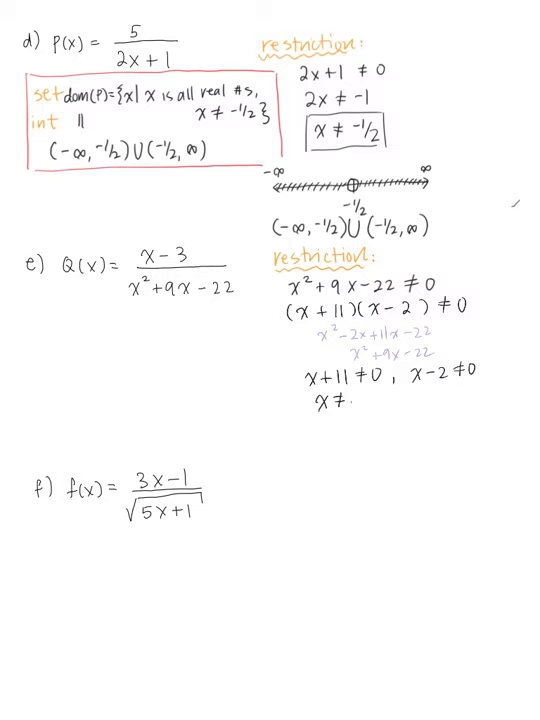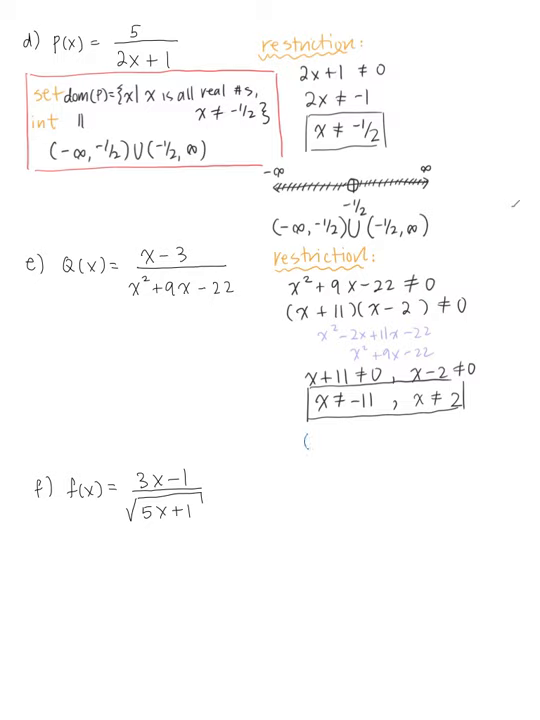X cannot be negative 11 and x cannot be 2. Oh, look at that. We got two restrictions going on now. Let me just box that because this is important information. So let's see what's going to happen if I plugged in negative 11 in place of x.